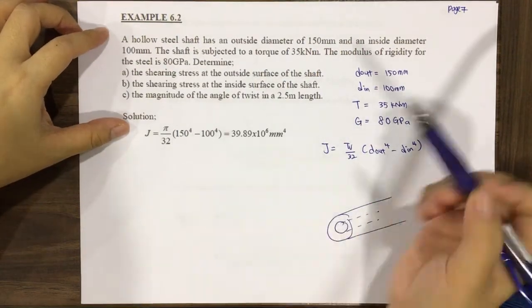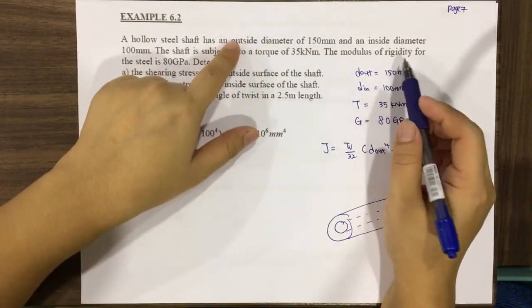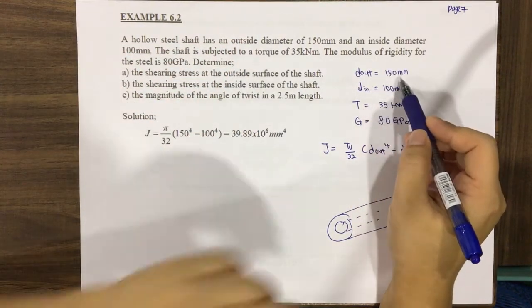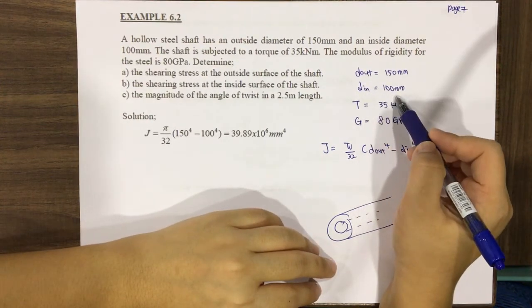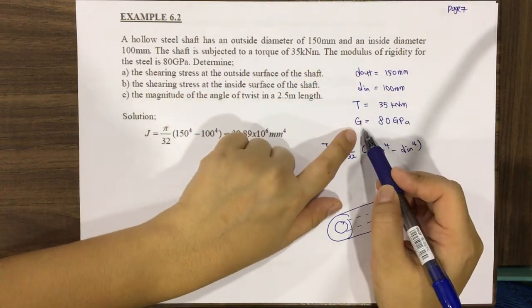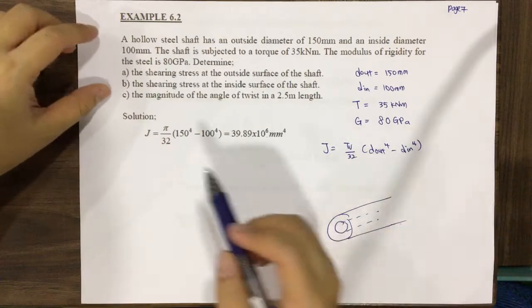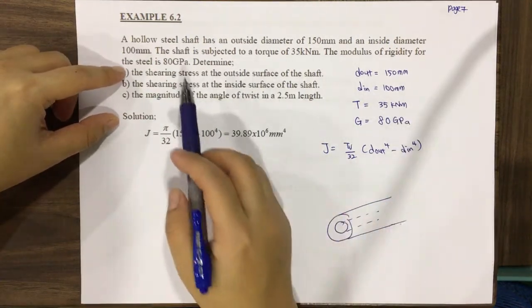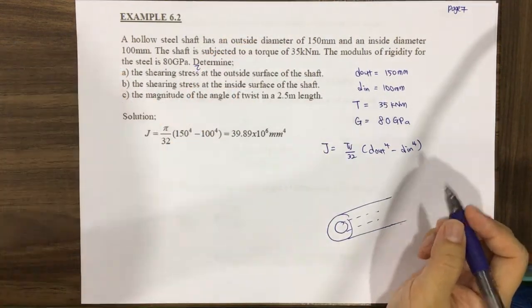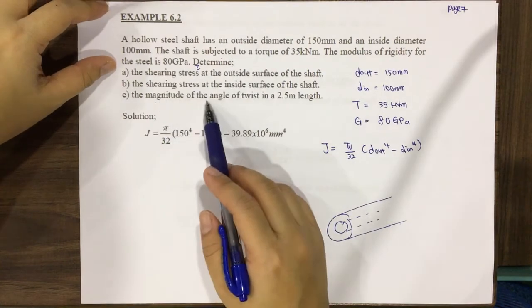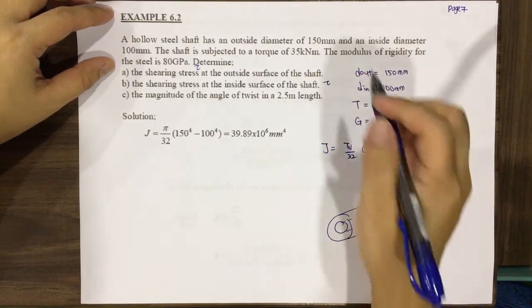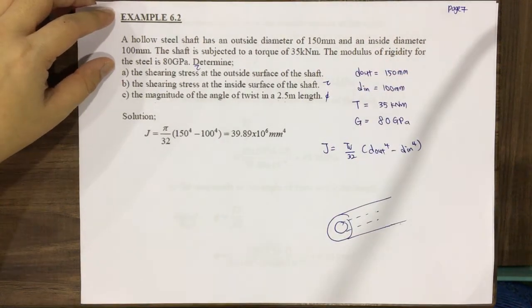Before we go to the solution, normally I like to list out the information we have from the question. So D out is 150 for the outside, D in is 100, T is 35 kilonewton meter, and G is 80 gigapascal. For the solution, they want you to find the shear stress for the outside and for the inside, and the magnitude of the angle of twist in a 2.5 meter length. So this one is to find the stress, and this one is to find the angle of twist.